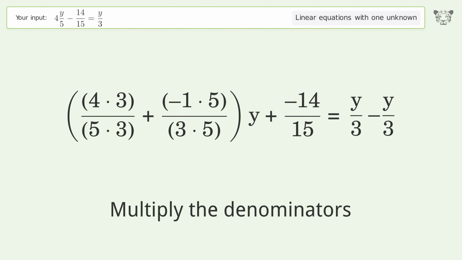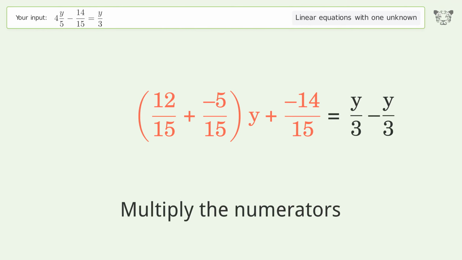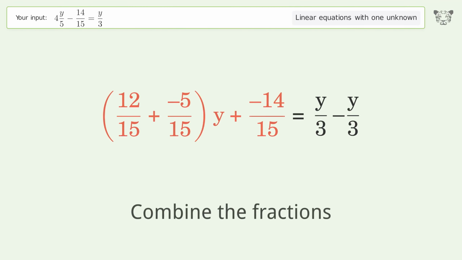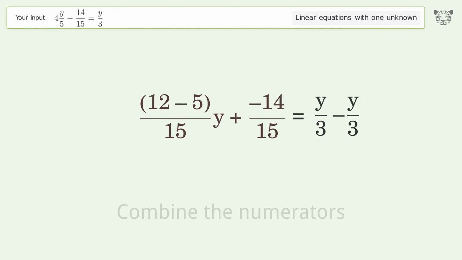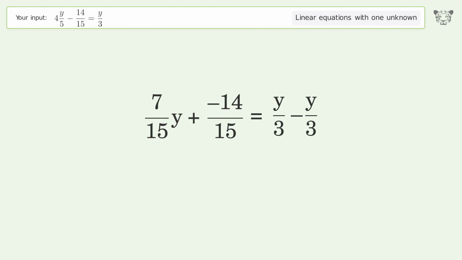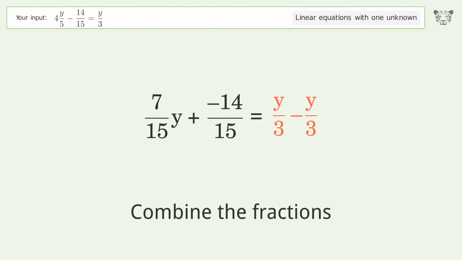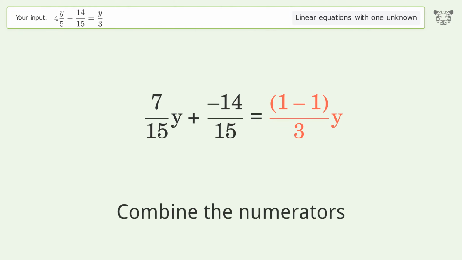Multiply the denominators. Multiply the numerators. Combine the fractions. Combine the numerators. Combine the fractions. Combine the numerators.